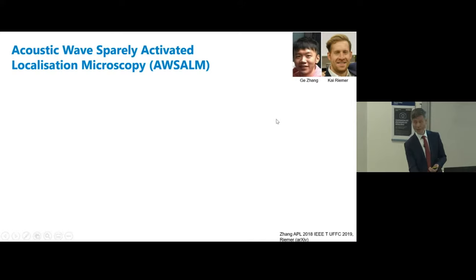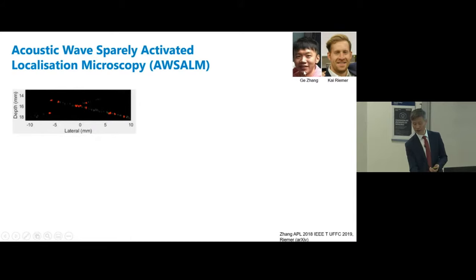Right, so how does it work? Working with a group of people, we actually tried to do this in vitro first. So these are two vessels, and basically we just try to switch this contrast agent on and off. So now we have an agent we can switch on. We can also switch them off because we can use ultrasound to pop them, right?